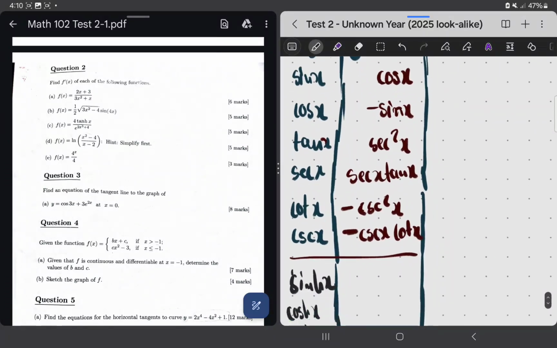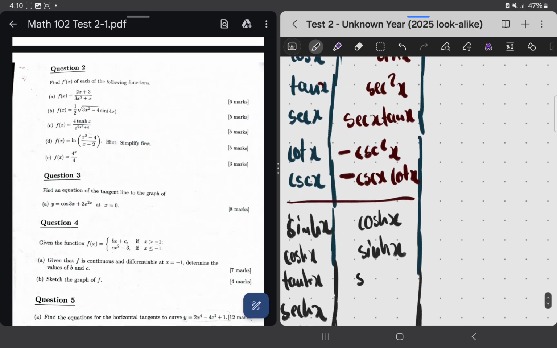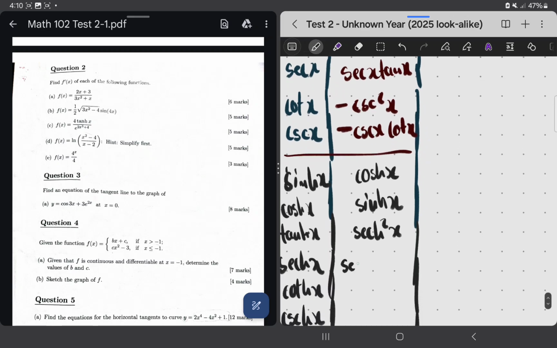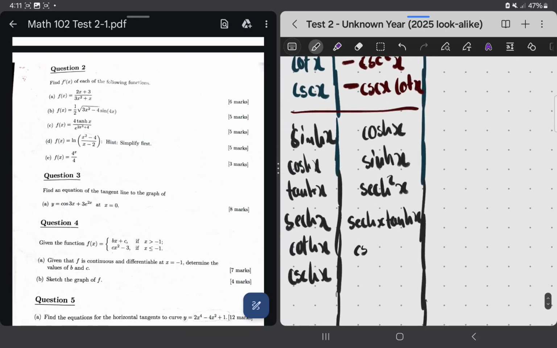Now, what are the derivatives? You copy and paste again. This one is sinh, so here it will be cosh of x. Then here it will be sinh of x. Remember, don't include the negative. Then here it will be sech squared x. Then it's going to be sech x tanh x. Then for coth, it's going to be cosech squared x. Then here it is going to be cosech x coth x.